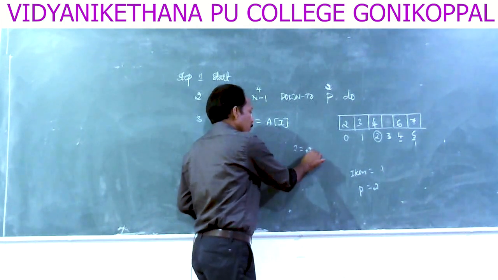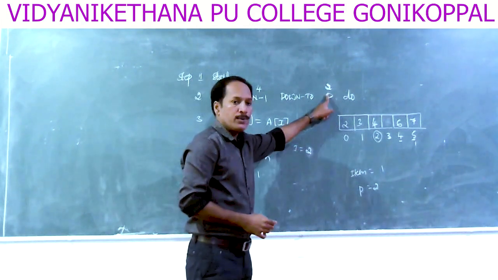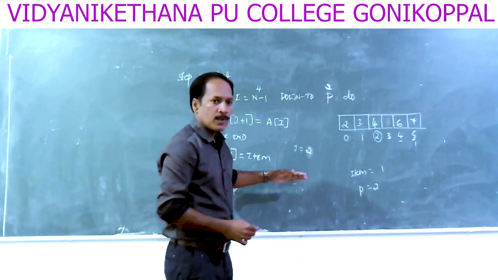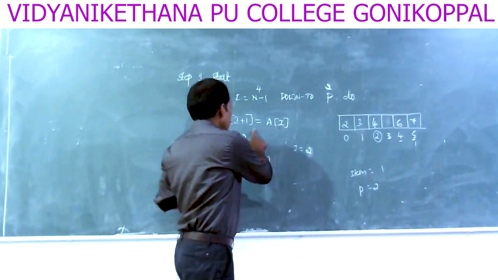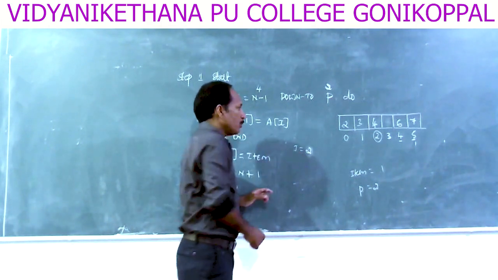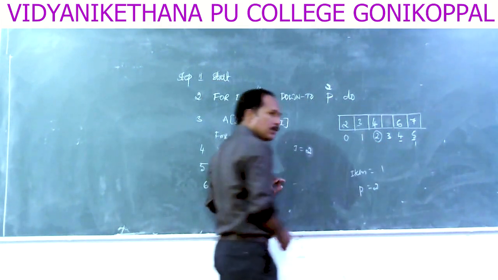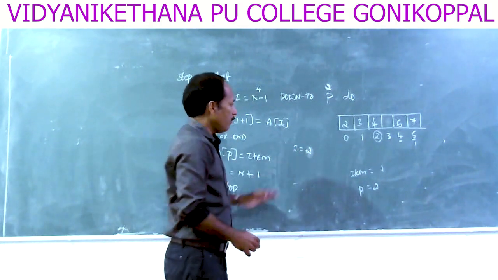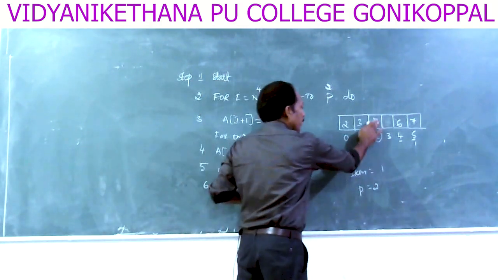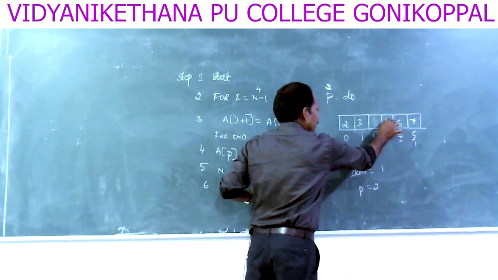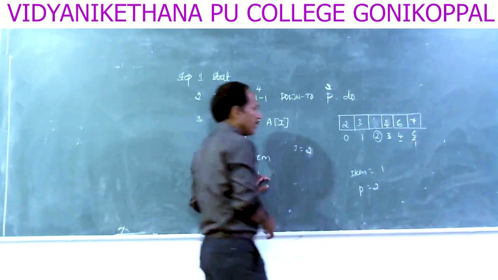So i becomes 2. Is 2 greater than 2? False, but 2 equal to 2, yes. Repeat again. So I have to repeat for i equal to 2. Now we are referring to 2 and 3. i is 2, i plus 1 will be 3. So the element at A of 2 will be shifted to A of i plus 1, which is 3. So the element we had here is shifted to the next position.